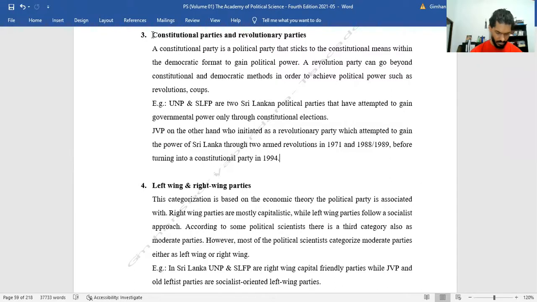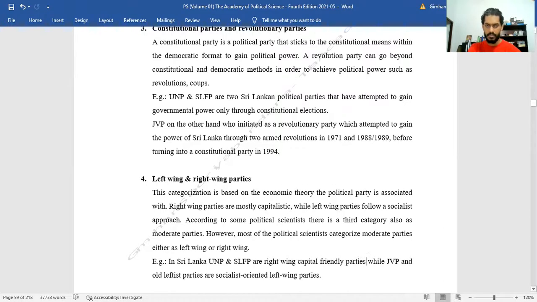Left-wing and right-wing parties. This categorization is based on economic theory. The political parties associated with the right wing are mostly capitalistic, while left-wing parties follow a socialist approach. According to some political scientists, there is a third category also, moderate parties. However, most political scientists categorize moderate parties as either left-wing or right-wing. For example, in Sri Lanka, UNP and SLFP are right-wing, capital-friendly parties, while JVP and all leftist parties are socialist-oriented left-wing parties.